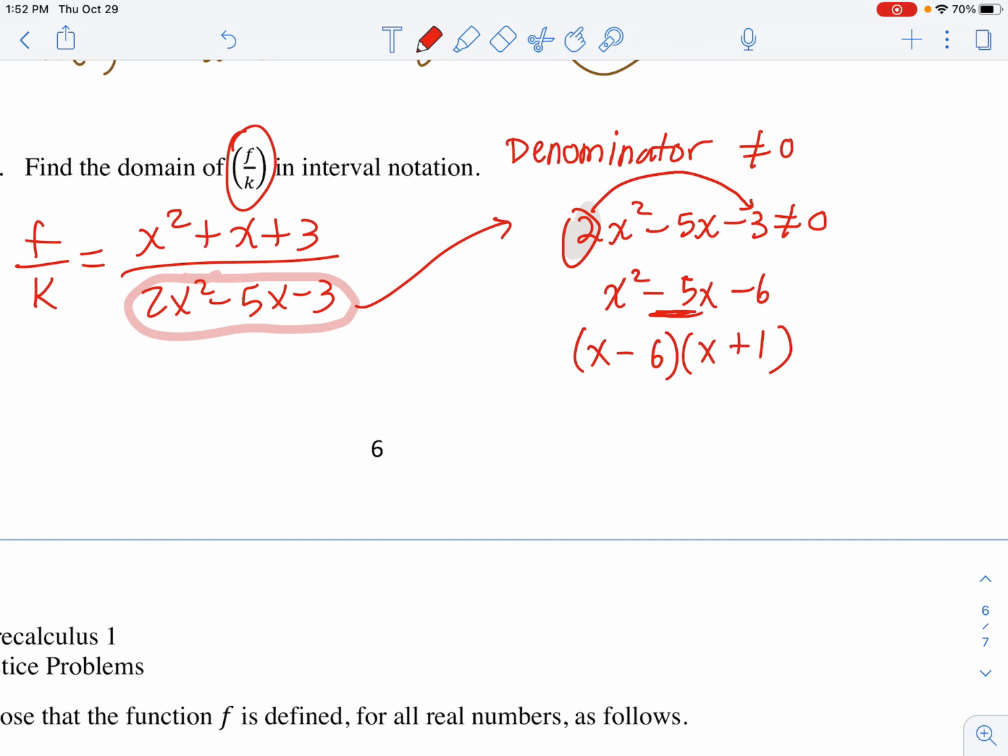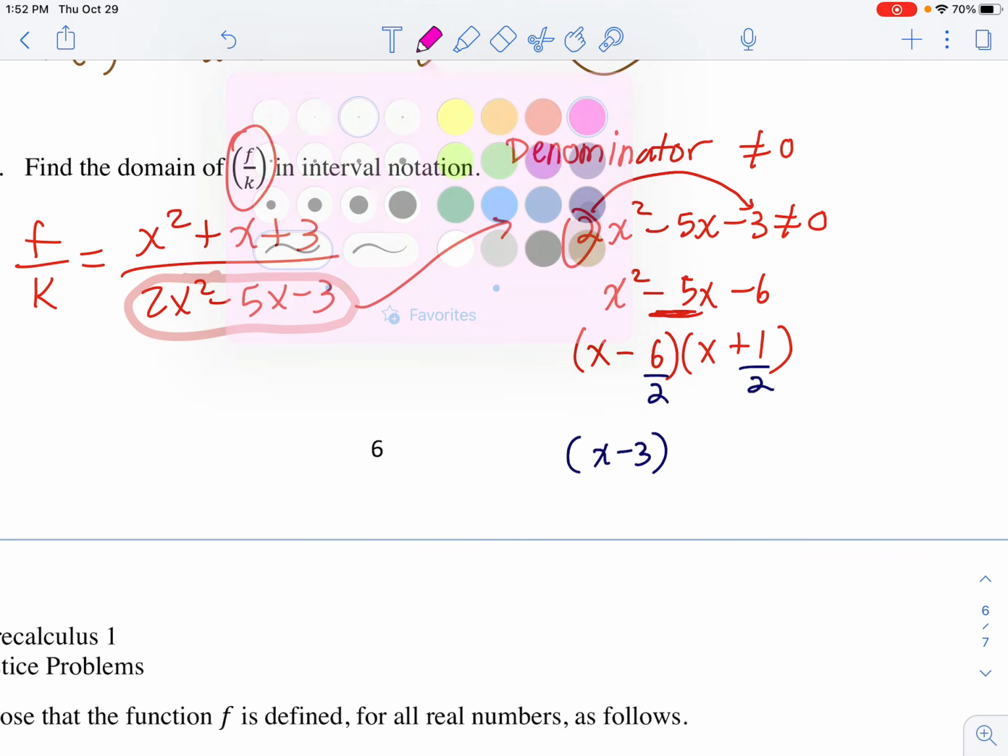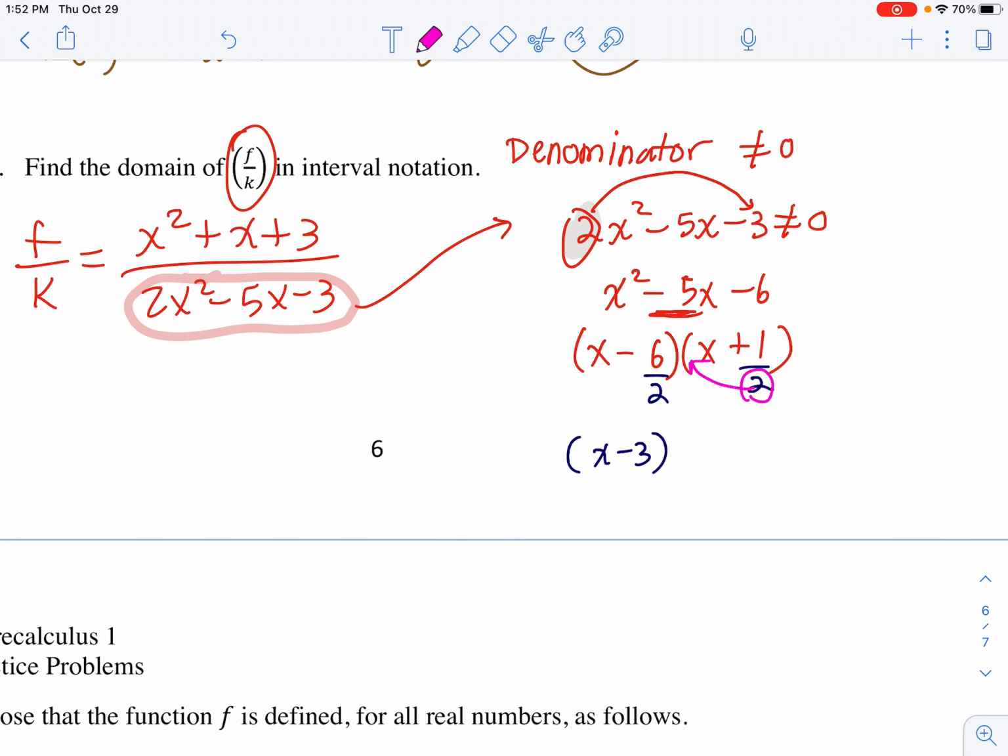But remember, this is that slide and divide method. Now I need to divide both of these numbers by 2. And remember in class I told you, if it divides, you divide, and that's how you simplify it. Like 6 divided by 2 is what? 3. That's good. But I cannot divide 1 by 2. 1 divided by 2 is what?